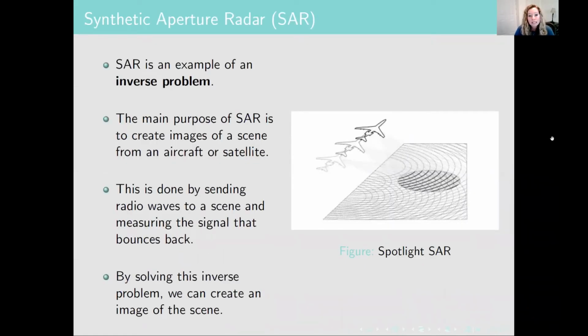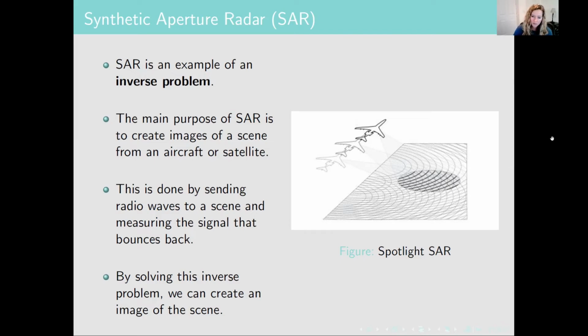Now, a more complicated example is synthetic aperture radar, otherwise known as SAR. And this is a field that I have done most of my work in. So SAR is an example of an inverse problem. The main purpose of SAR is to create images of a scene from some moving platform, generally an aircraft or a satellite. So on the right-hand figure, you can see we've got this aircraft flying along some path. And what happens is it sends radio waves to some scene.